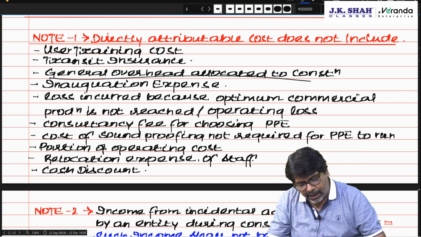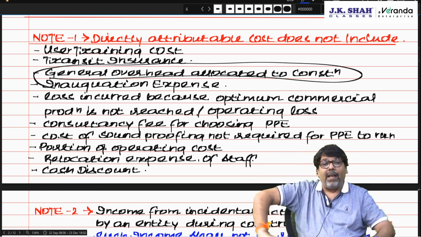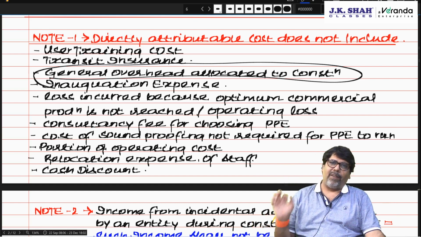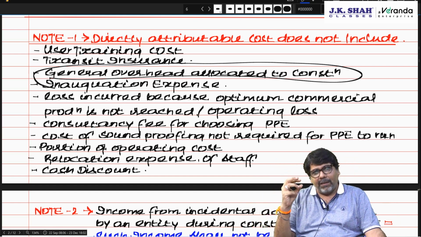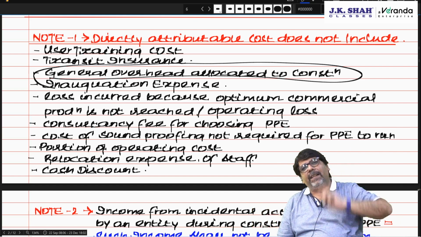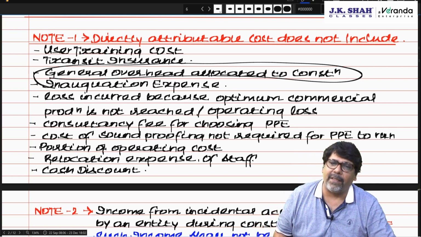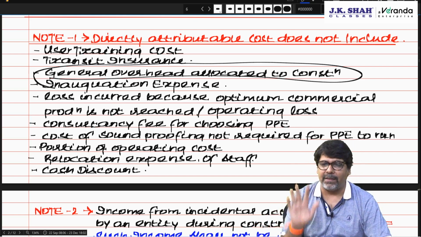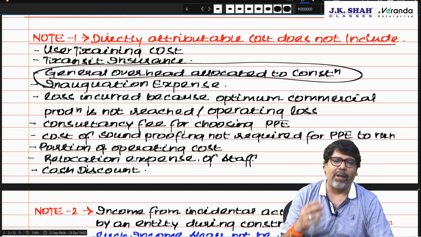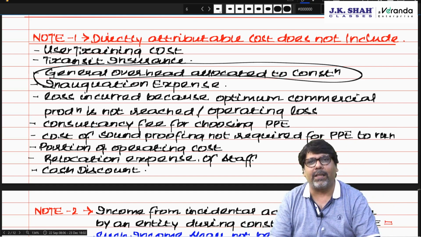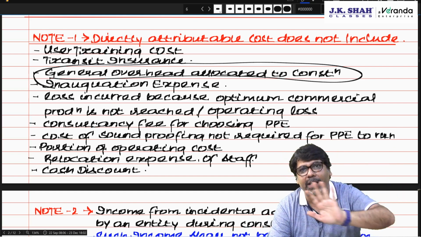Correct. General overhead allocated to the construction. Now, chartered, there's a construction going on, and one of my admin members, to whom I am paying a salary of 10,000 per month, I have told him to spend 2 hours every day at the construction site to overlook the affairs of the construction. I have given him or her the responsibility to overlook the construction 2 hours a day, just to find out that my constructor, the person who is constructing, is not doing any gapla.